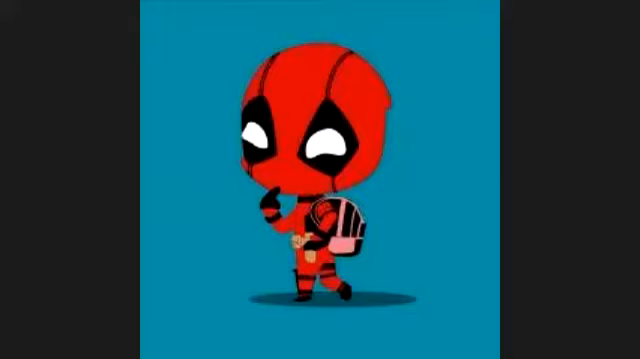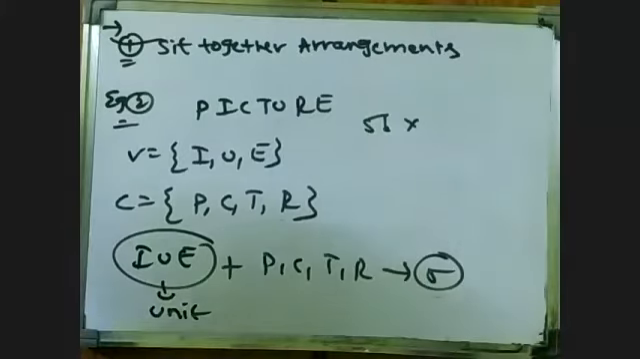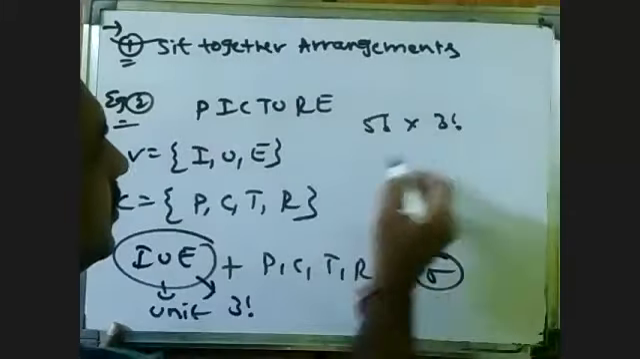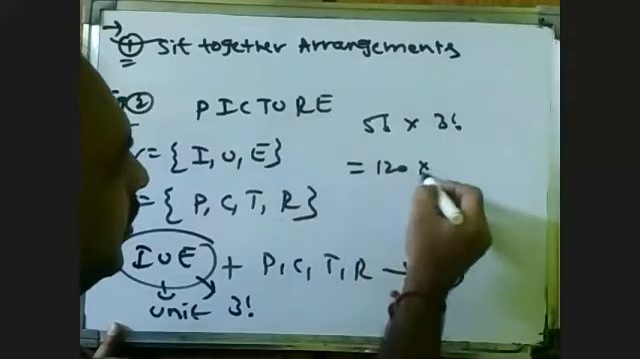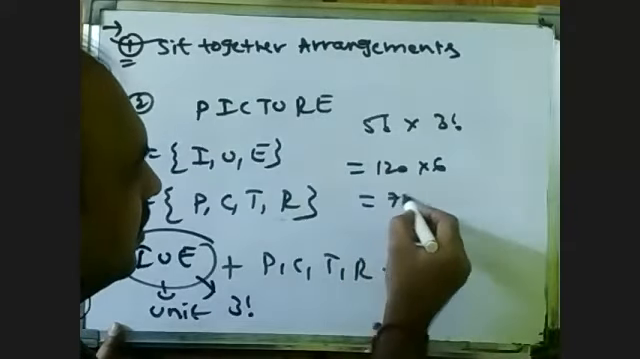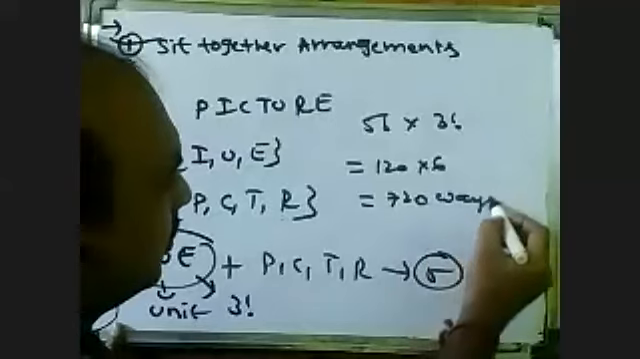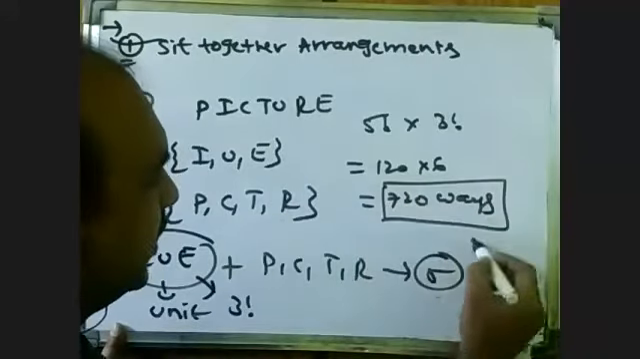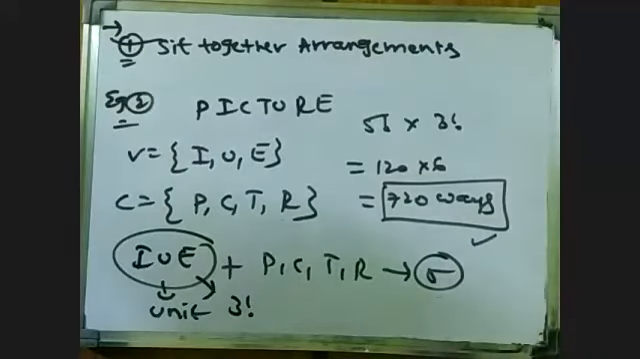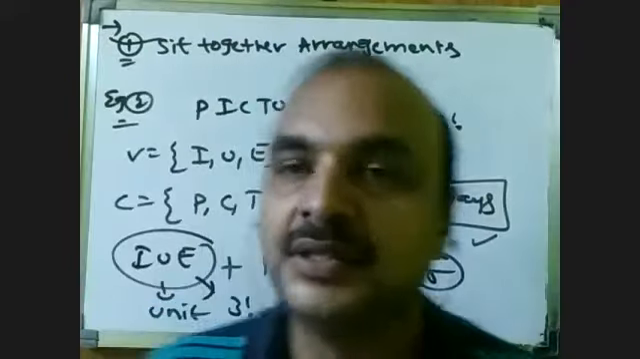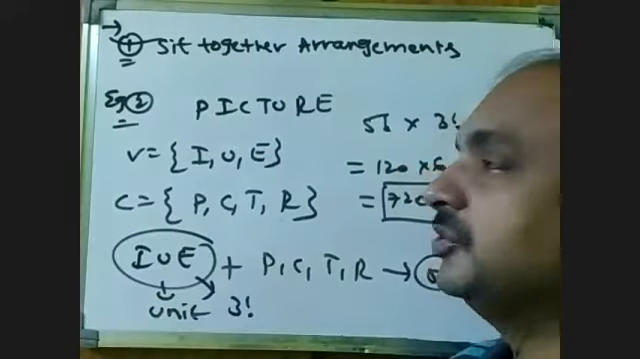So they can be arranged in how many ways? 5 factorial into 3 factorial, because the vowels internally can be arranged in 3 factorial ways. So this is equal to 120 into 6, 720 ways we can arrange them very easily. Got it? This is called the sit together arrangement.